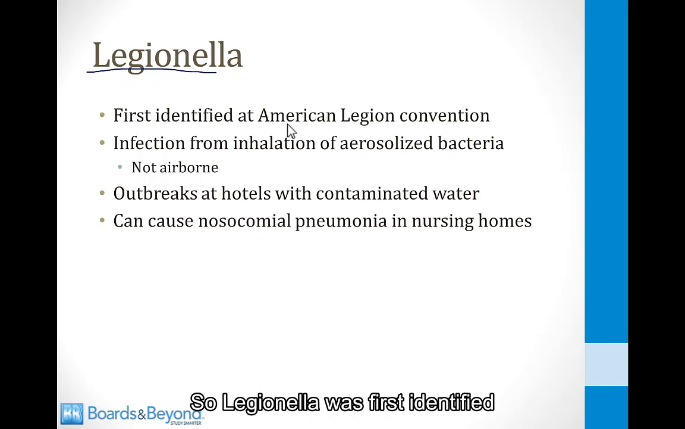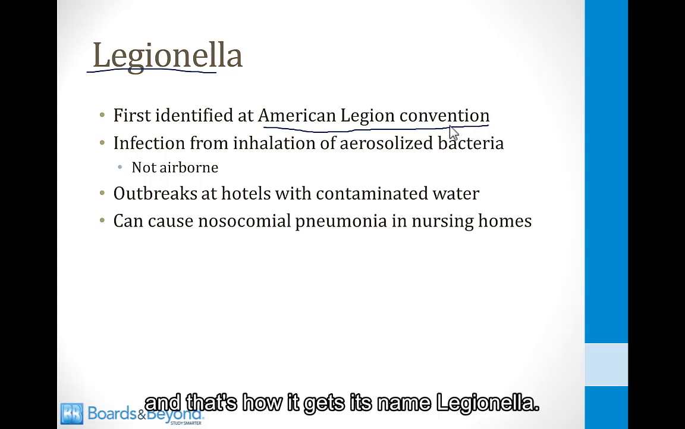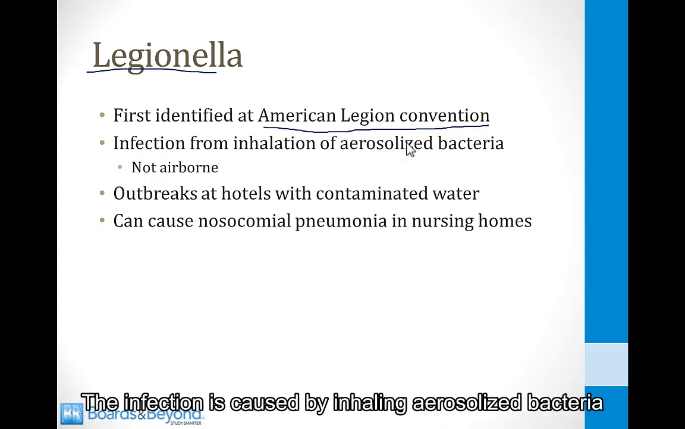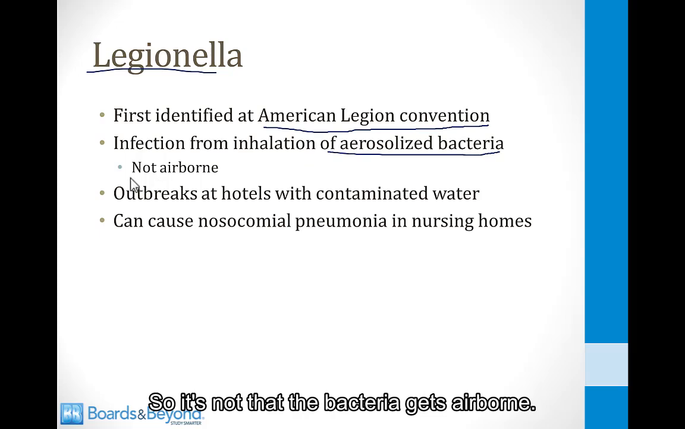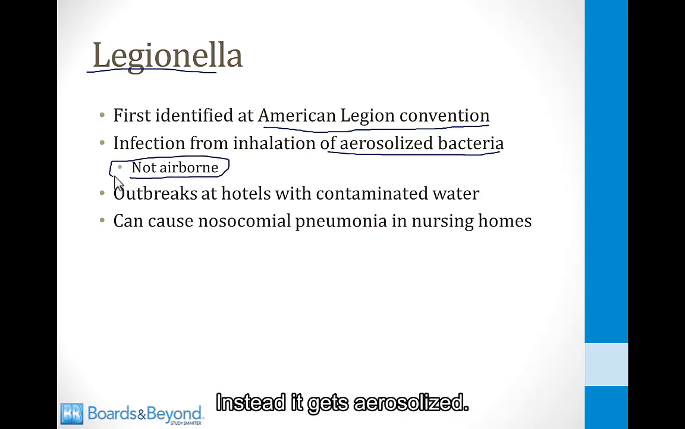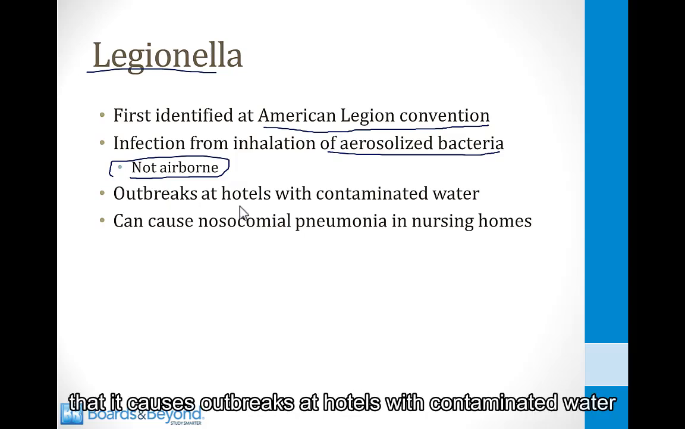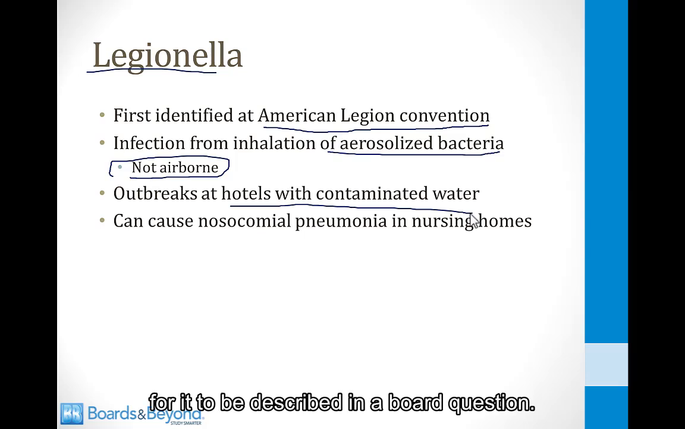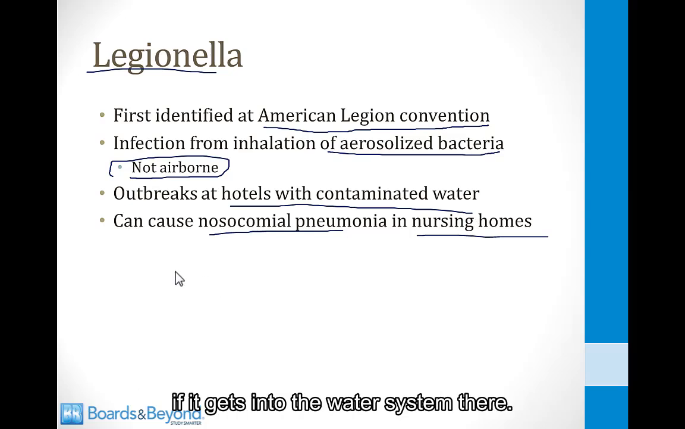So Legionella was first identified at an American Legion convention where there was an outbreak of pneumonia, and that's how it gets its name, Legionella. The infection is caused by inhaling aerosolized bacteria in water vapor. At this convention, there were bacteria in the water vapor in the air conditioning system, and that's how people got sick. So it's not that the bacteria gets airborne, it's that it gets aerosolized. And if you know the history of how this bug got its name, it helps you to remember that it causes outbreaks at hotels with contaminated water. And in fact, that's a classic way for it to be described in a board question. It can also cause nosocomial pneumonia in nursing homes if it gets into the water system there.